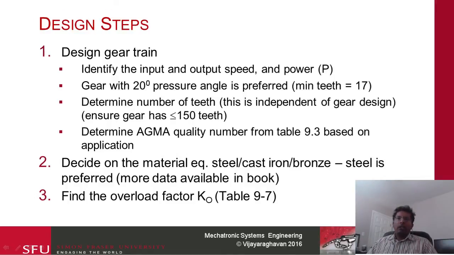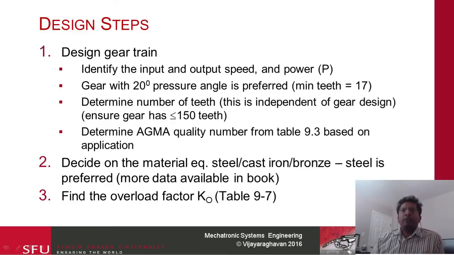So what we do is we're going to pick the pressure angle, which is typically 20 degrees. And then we need to make sure in our design that we have a minimum of 17 teeth and a maximum of 150 teeth. So the minimum 17 teeth comes from our desire to avoid interference in our gears.